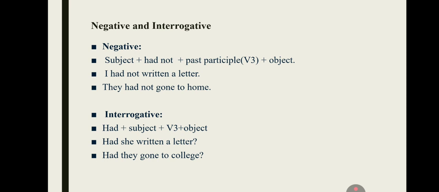Now let us see the negative and interrogative. Negative structure: subject plus had not plus past participle or V3 form plus object. I had not written a letter. They had not gone to home. Interrogative: had plus subject plus V3 plus object. Had she written a letter? Had they gone to college?